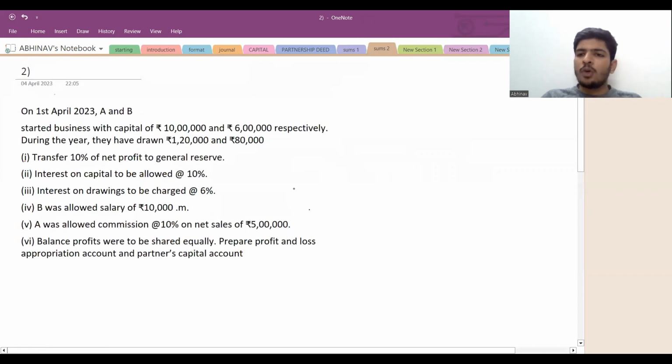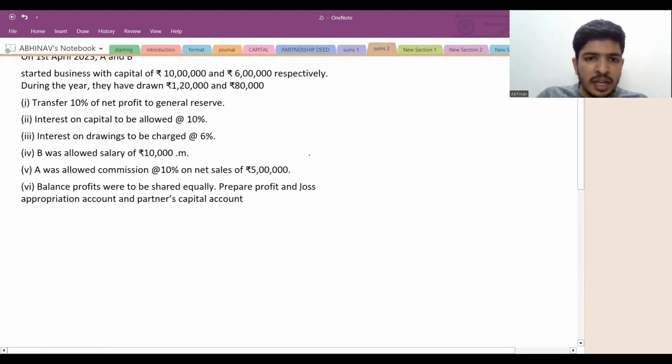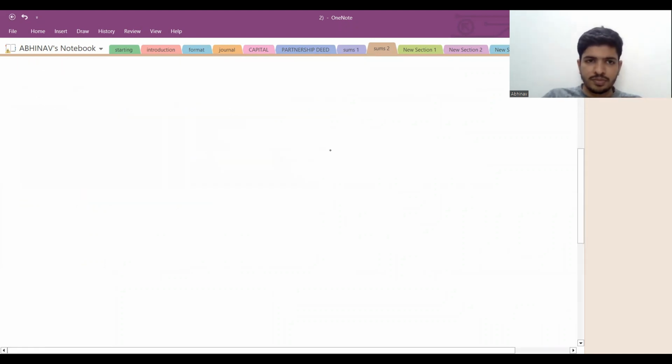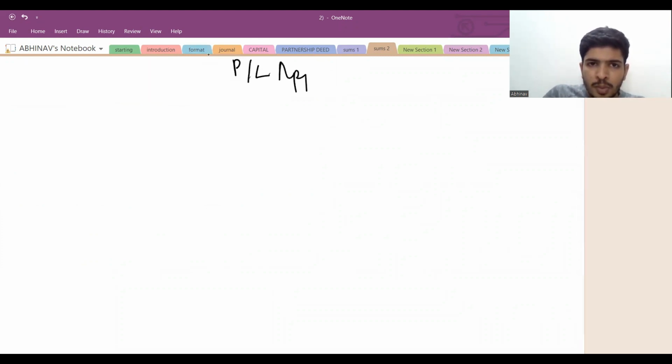I'm going to follow a particular format for solving every question. I want you to follow the same format during your exams also. So whenever there's a question in fundamentals of partnership and they're telling you to prepare P&L appropriation account and partners' capital account, this is the format I want you to follow. First, prepare a P&L appropriation account here.